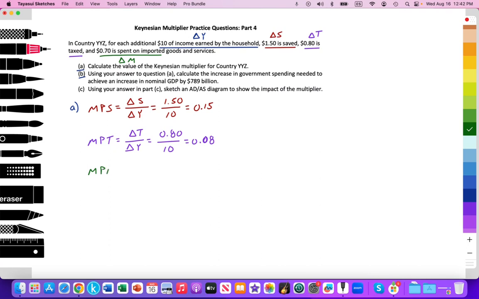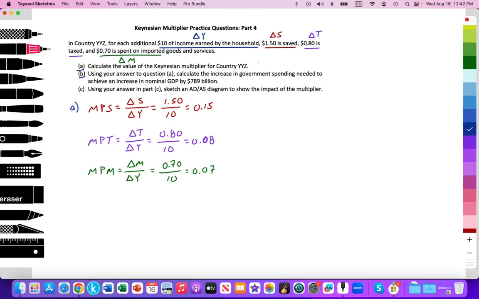Last is the marginal propensity to import. Marginal propensity to import is equal to the change in imports divided by the change in additional income. And there we have 0.70 divided by 10, and that gives us 0.07. So here we have the decimal values that we need to use the Keynesian multiplier. So now we're going to use that formula. There are two Keynesian formulas that we can use.